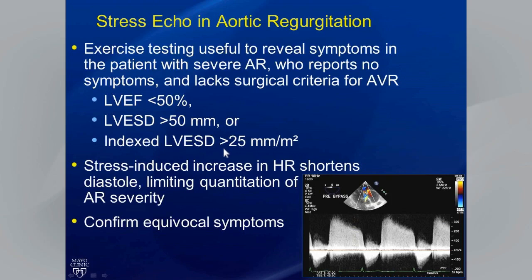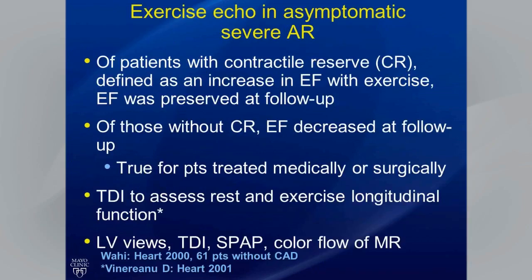Remember that stress-induced increase in heart rate will shorten diastole, so it's not helpful to try to quantitate aortic regurgitation severity with stress. But this can be helpful in confirming equivocal symptoms. One of the things that we look for in particular in asymptomatic severe aortic regurgitation with exercise echo is contractile reserve, which is defined as an increase in ejection fraction with exercise. Of those patients who lack contractile reserve, it's been shown that ejection fraction tends to decrease at follow-up, and this has been true for patients who are managed medically or surgically.